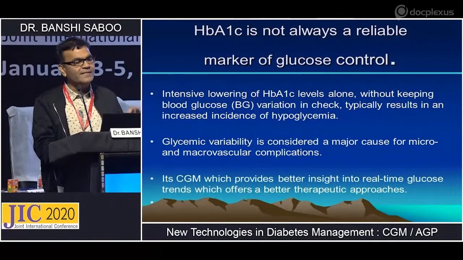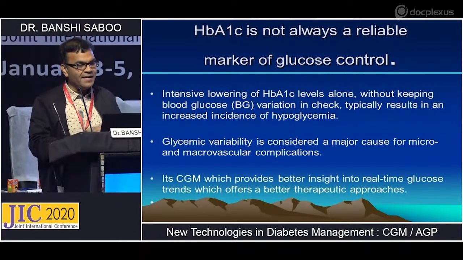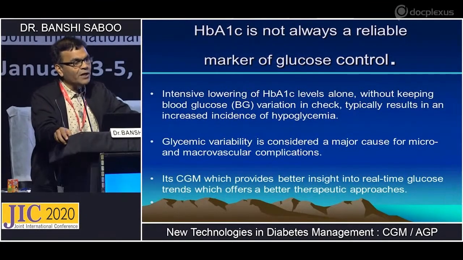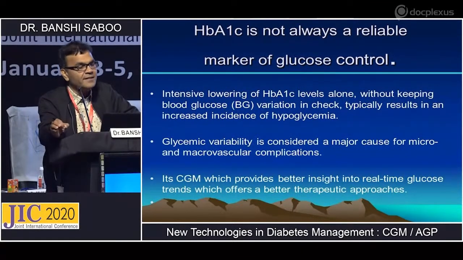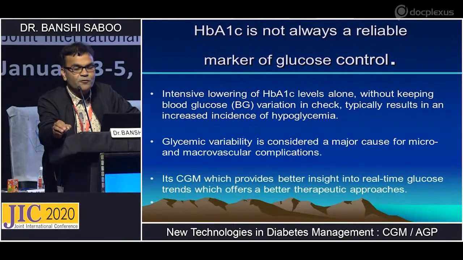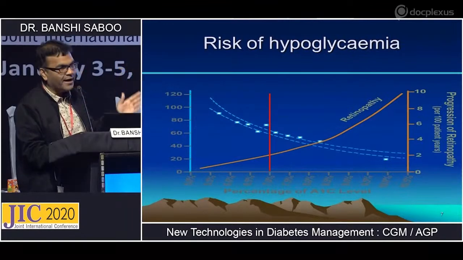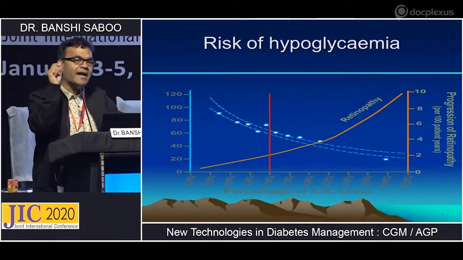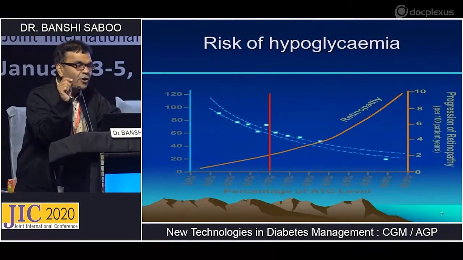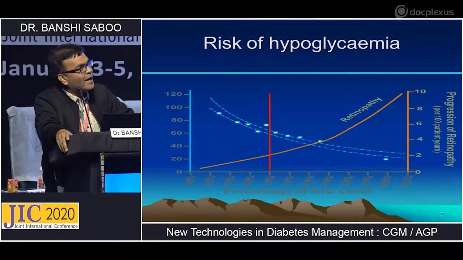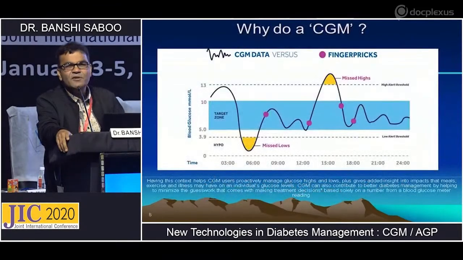But HbA1c is not always a reliable marker of glucose control. Even an intensive lowering of HbA1c level alone, without keeping blood glucose variation in check, typically results in an increased incidence of hypoglycemia. Glycemic variability is considered a major cause for micro and macrovascular complications. CGM, continuous glucose monitoring, provides better insight into real-time glucose trends, which offers a better therapeutic approach. As for the risk of hypoglycemia, in the DCCT trial, those patients who could achieve tight glycemic control less than 7 were getting severe hypoglycemia almost 60 to 80% of the time in a year. So why should we do a CGM?